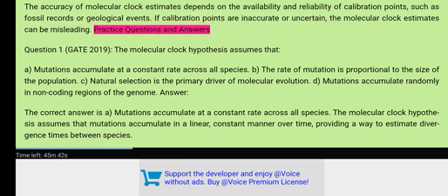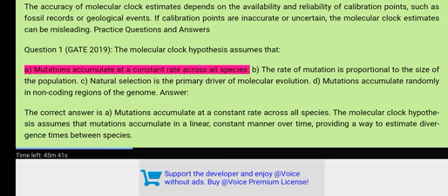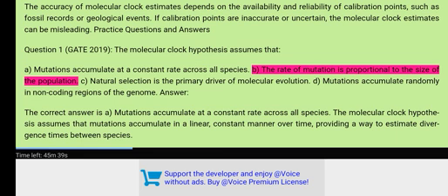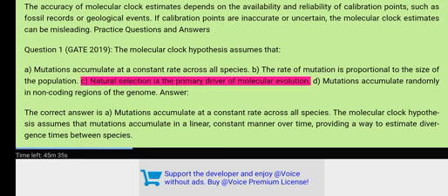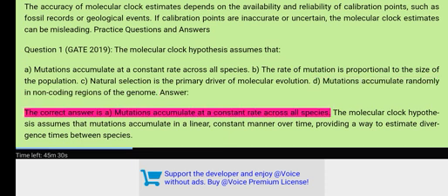Practice questions and answers. Question 1. Date 2019. The molecular clock hypothesis assumes that A. Mutations accumulate at a constant rate across all species. B. The rate of mutation is proportional to the size of the population. C. Natural selection is the primary driver of molecular evolution. D. Mutations accumulate randomly in non-coding regions of the genome. Answer. The correct answer is that mutations accumulate at a constant rate across all species.